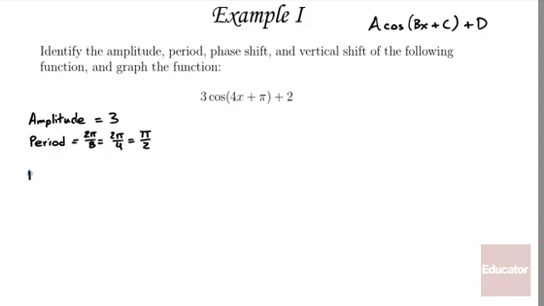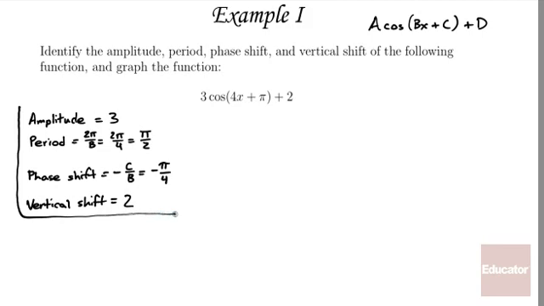The phase shift is negative c over b. Well, our c here is pi. Negative pi, b is 4, so that's negative pi over 4. And the vertical shift is just that last term d, which is 2. So those are the answers to the first part of the question.